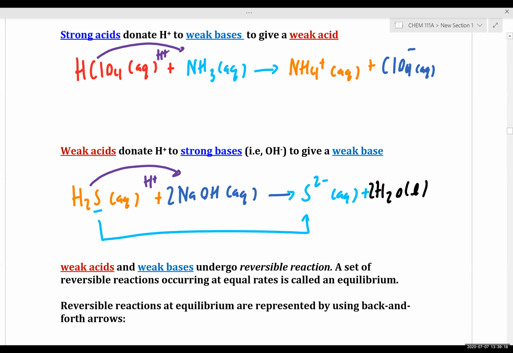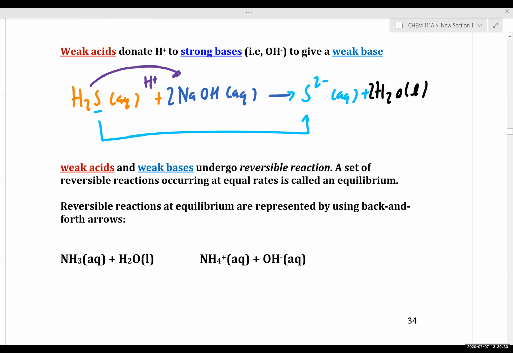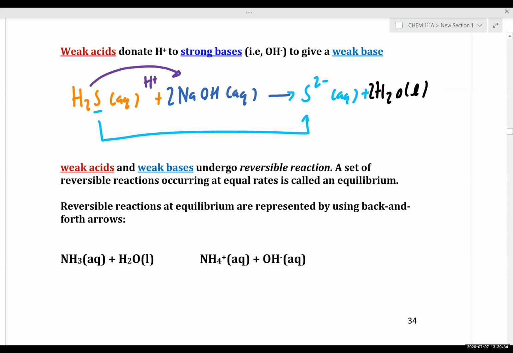Do these examples make sense so far to everyone? So these are the different types of acid-base reactions. The final type of acid-base reaction is that between a weak acid and a weak base. This reaction is reversible, and these reversible reactions that are occurring at equal rates is known as an equilibrium.